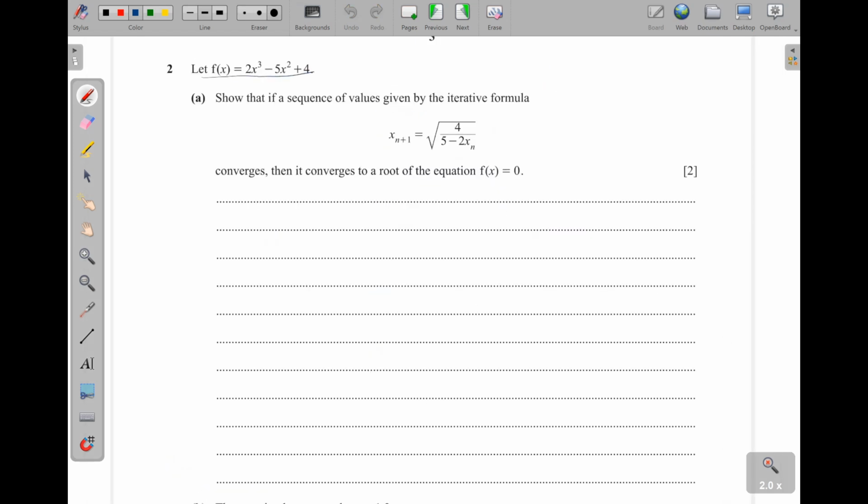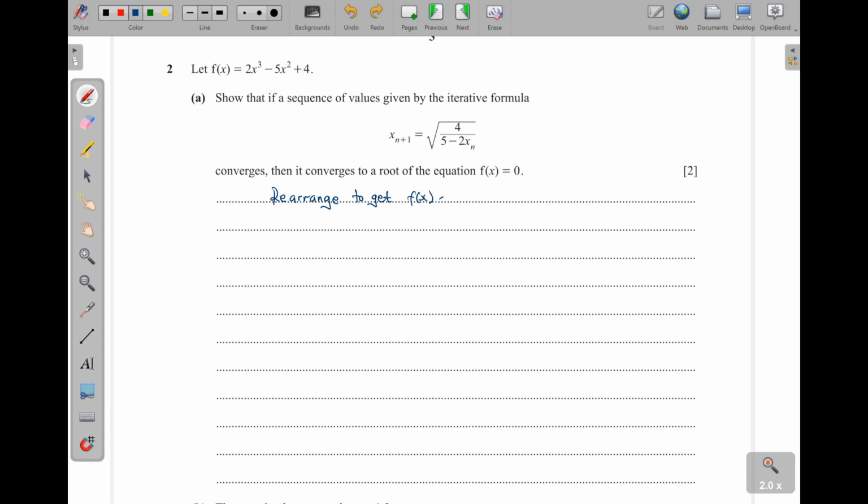Question 2: let f of x be equal to 2x cubed minus 5x squared plus 4. Show that if a sequence of values given by the iterative formula converges, then it converges to the root of the equation f of x equal to 0. The only thing you have to do here is rearrange to get back the f of x, as simple as that.